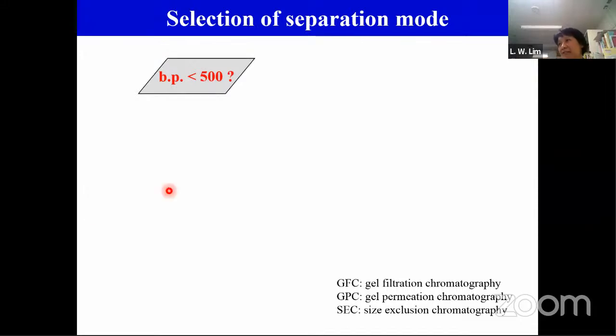So usually when we want to select a separation mode, we have to see whether the sample is volatile or non-volatile by looking at the boiling point. If the boiling point is below 500 degrees Celsius, it is easily volatile. So if the boiling point is below 500, usually we will use GC as our separation mode.